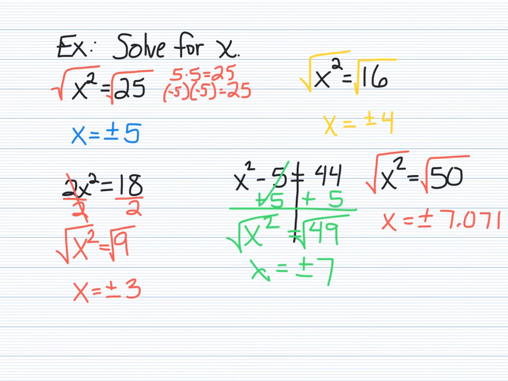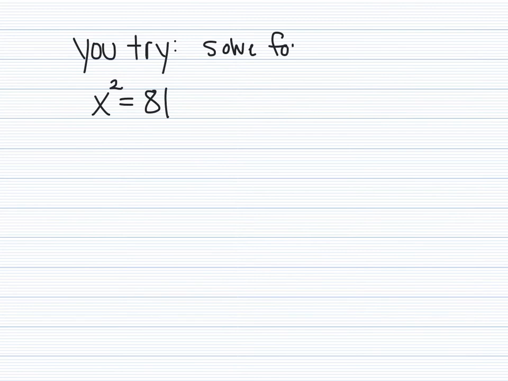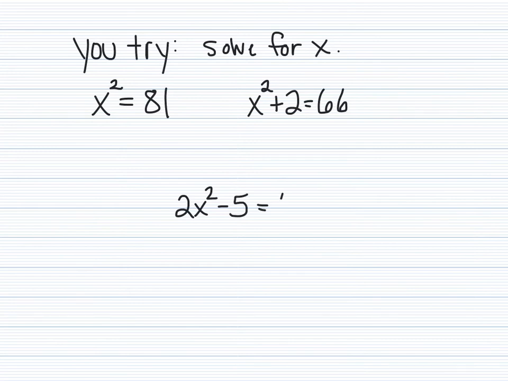Okay, so I want you to try 3 problems. x squared equals 81, so solve for x. x squared plus 2 equals 66. And 2x squared minus 5 equals 40.